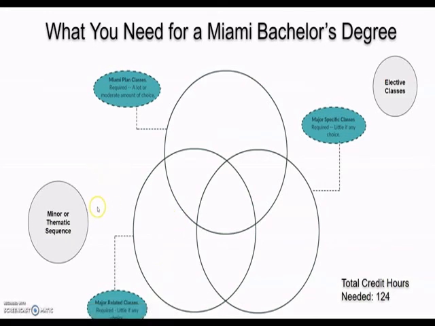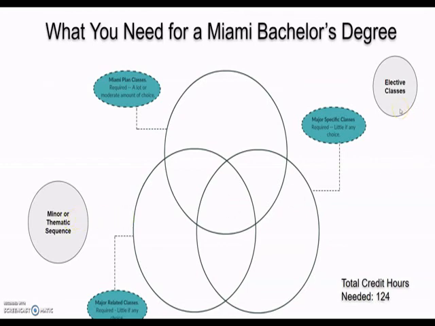Miami also requires that each student completes a minor, or at least what we call a thematic sequence. A minor is about 6 classes, and a thematic sequence is about 3 classes. Your minor or thematic sequence is in an area outside of your major. So if you're a history major, you're not going to have a history minor as well. You might have a minor in communications, though.